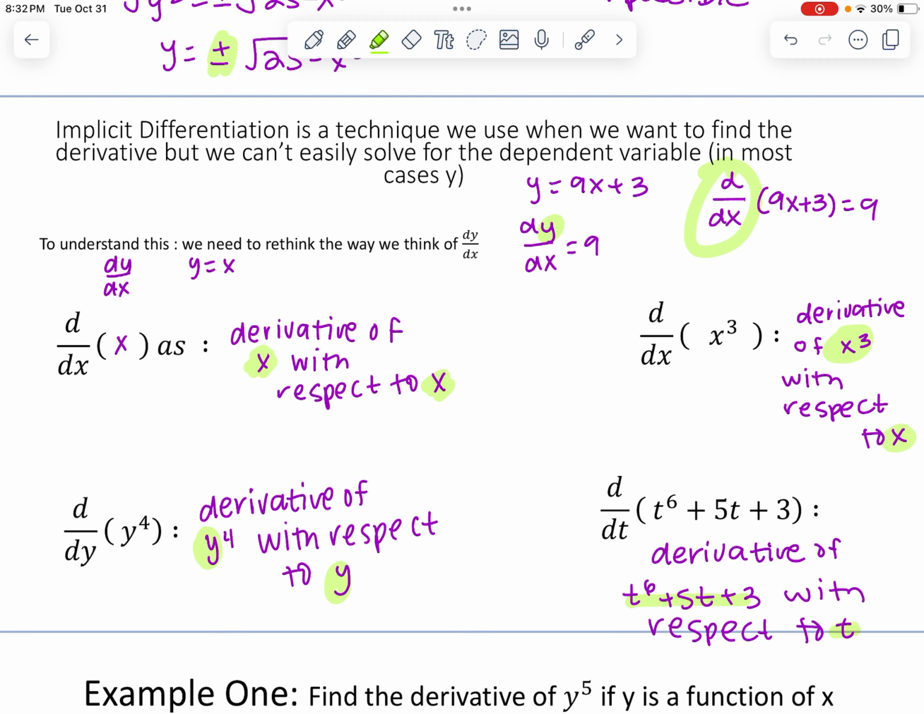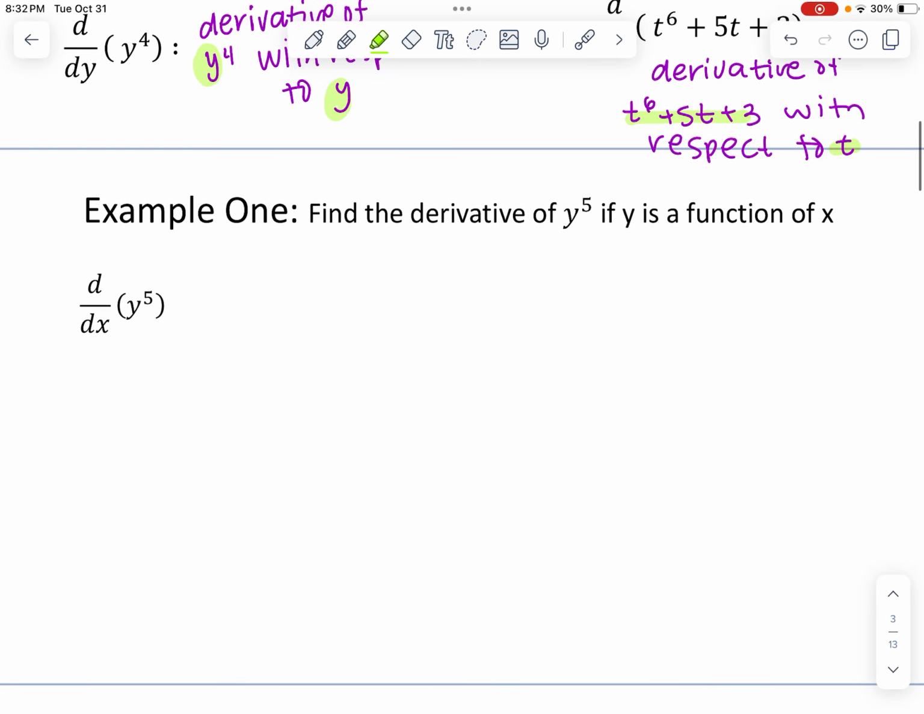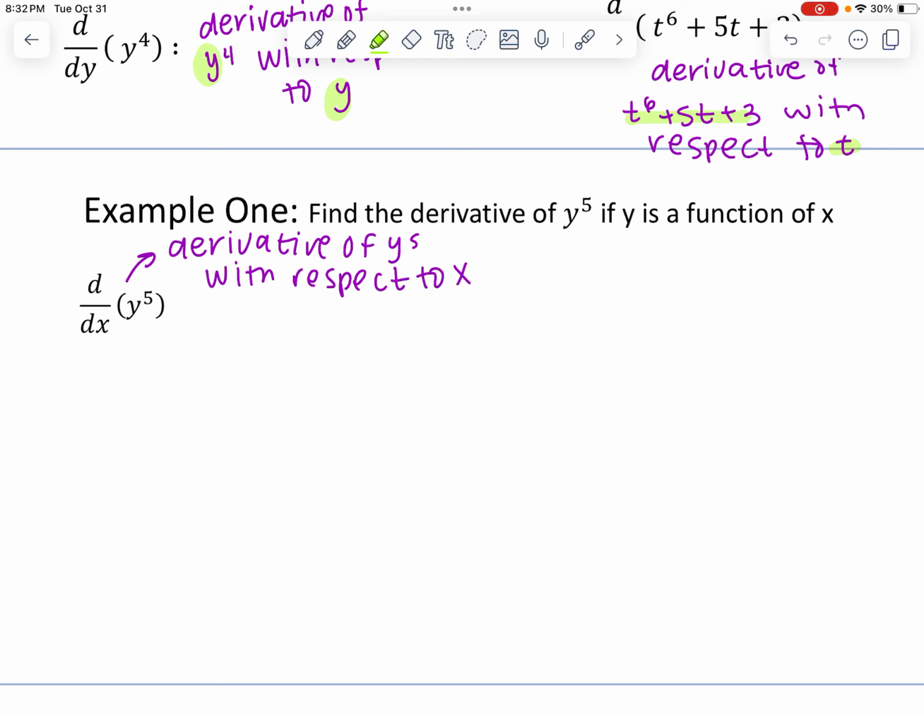Now, what implicit differentiation is going to ask us to do, because y is not solved for, is to find the derivative of something that doesn't match up. So if you notice right here, what this notation is saying is find the derivative of y to the 5th power with respect to x. And this is a different kind of problem, because it's asking us to find the derivative of a y with respect to x. And so y is still our dependent variable and x is still our independent variable. And so far we have not been asked to do a problem like that.